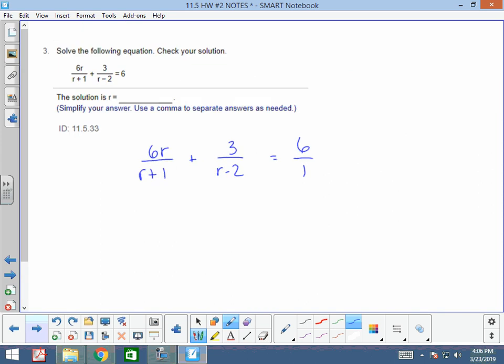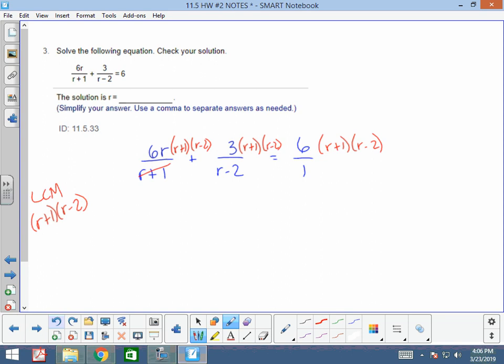Okay. Next one, we have 2 different binomials in the denominator, and the 1, of course, but we're not looking at that one. So our LCM is the 2 different denominators multiplied together, but don't do FOIL. So I'm going to have r plus 1, r minus 2 in this numerator, r plus 1, r minus 2 in this numerator, r plus 1, r minus 2 in this numerator.